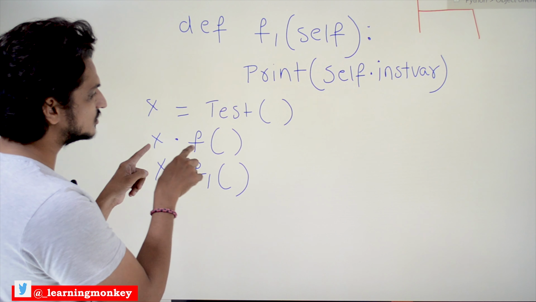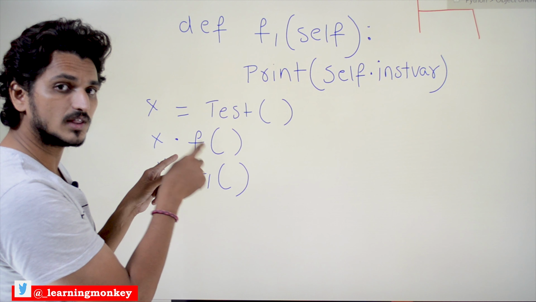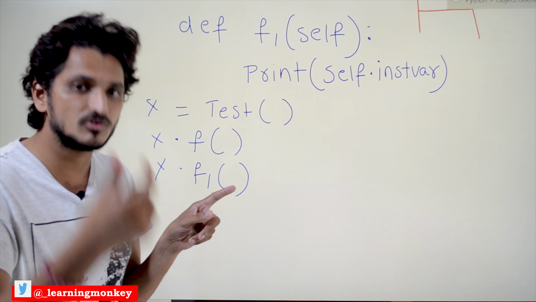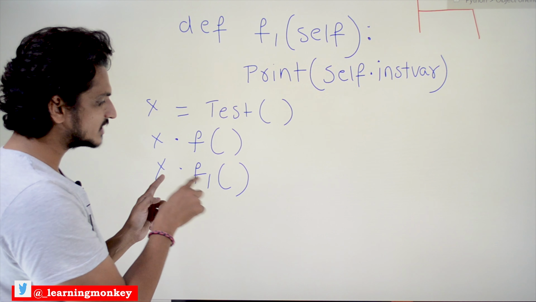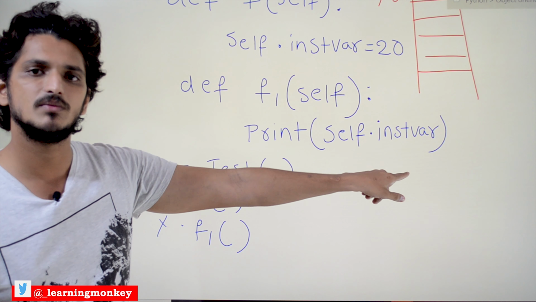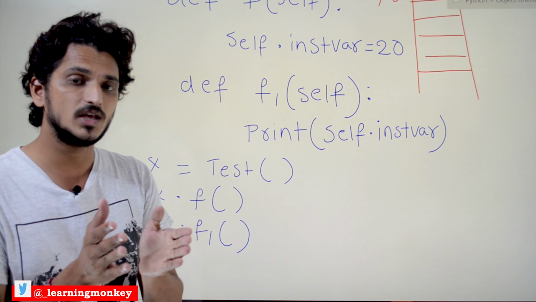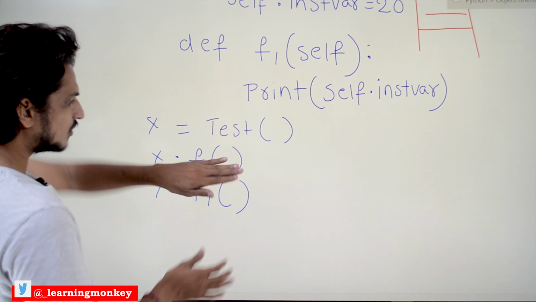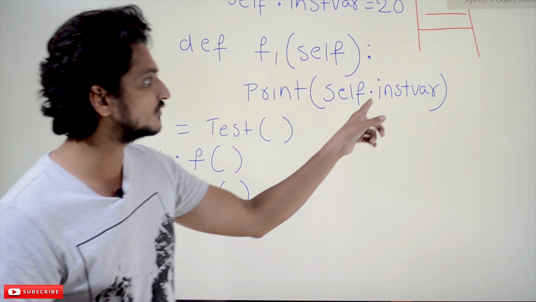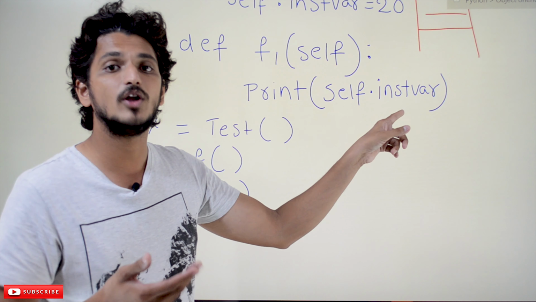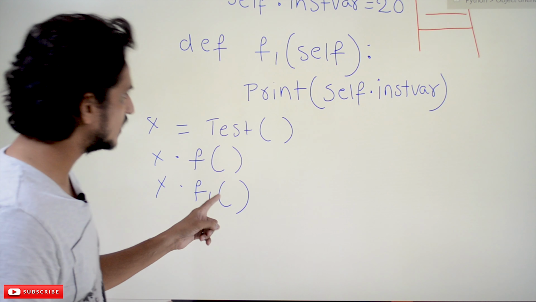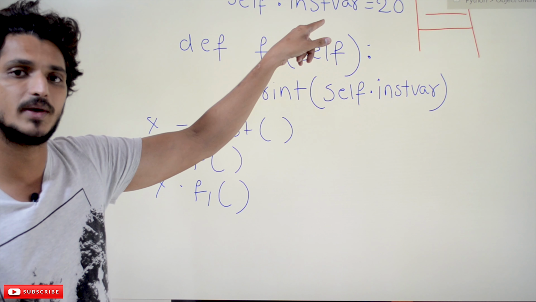Now what happens? x dot f of is called. Whenever we call the function f of, it is creating an instance variable with name inst var. After that we are calling x dot f1 of. What it is doing? It is displaying the instance variable. So the important point here is, if you don't call this f method and if you call this f1 of method, do you have the instance variable? No, we did not define any inst var. So that's the reason why, before calling this f1 we have to call f of method.